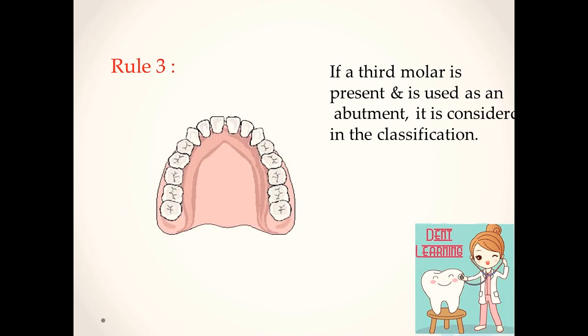The rule 3. If third molar is present and it is used as an abutment tooth, it is considered in the classification. Here the third molar is present and it is used as an abutment tooth. Hence it is considered in the classification. The classification now will be class 3 because the natural teeth are present both anterior and posterior to the edentulous area.